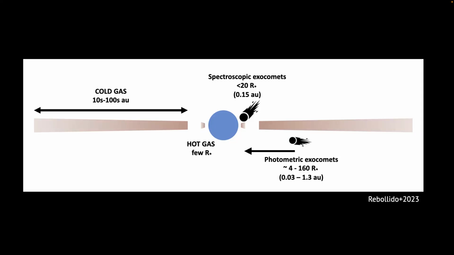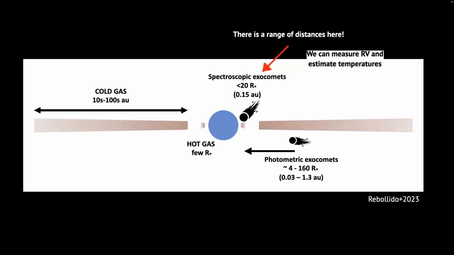But the exocomets we see in photometry actually have a wide range of distances to the star. So we might just be seeing two different populations. There is also a range of distances within the spectroscopic exocomets because we are evaporating different elements, right? So we can measure the radial velocities and we can estimate temperatures for the different elements that we're seeing.